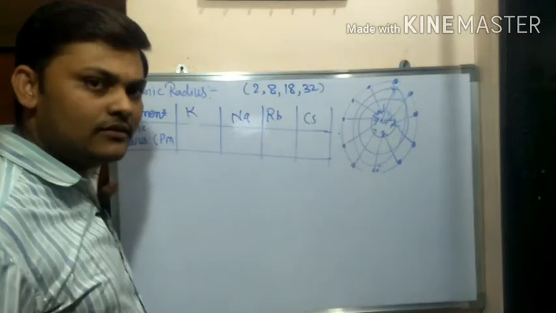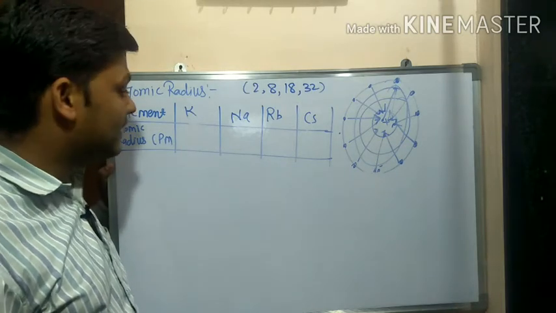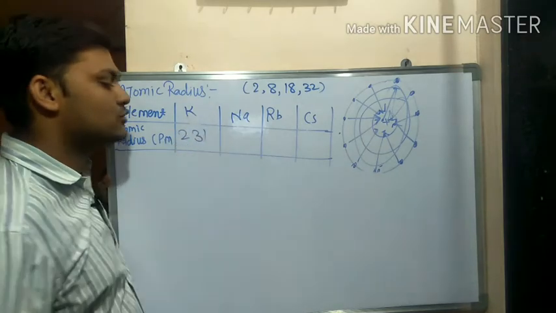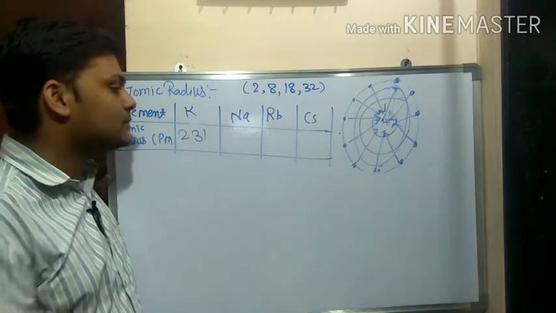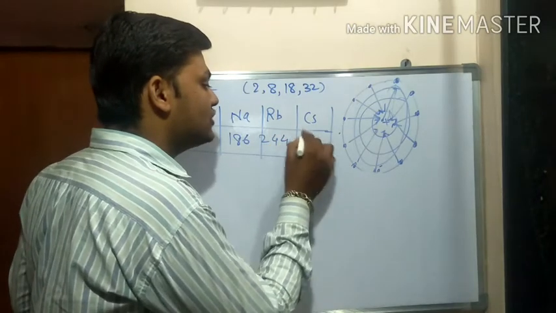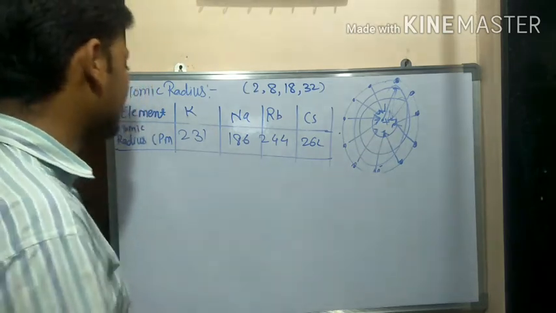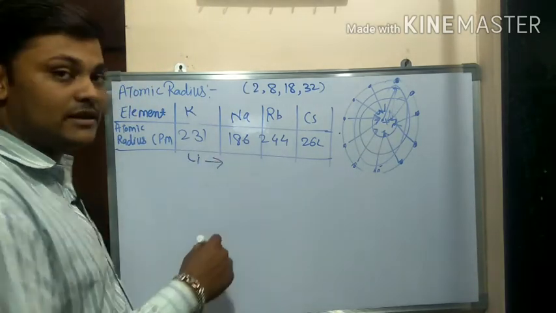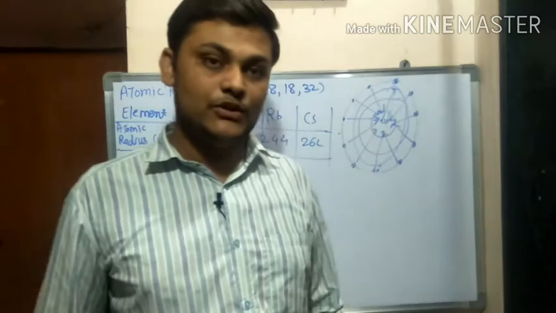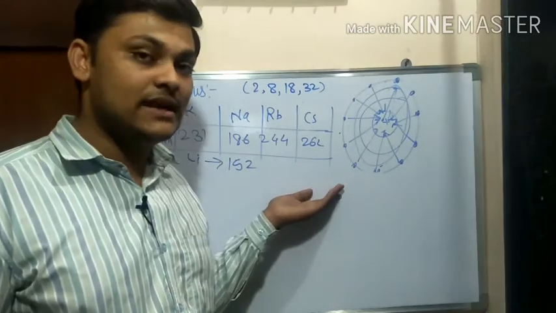We have 118 elements, but here I have taken only these. Potassium has an atomic radius of 231, sodium has 186, rubidium has 224, and strontium has 262. Lithium is also there, and its atomic radius is considered less, that is 152, because lithium has a greater electronic pull, so it has a smaller atomic radius.